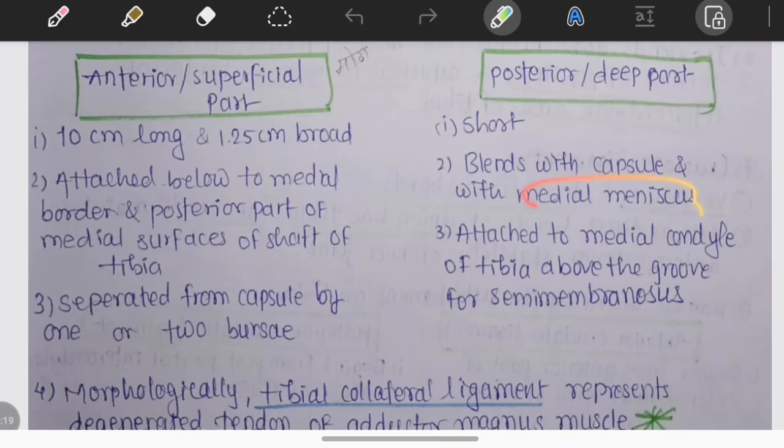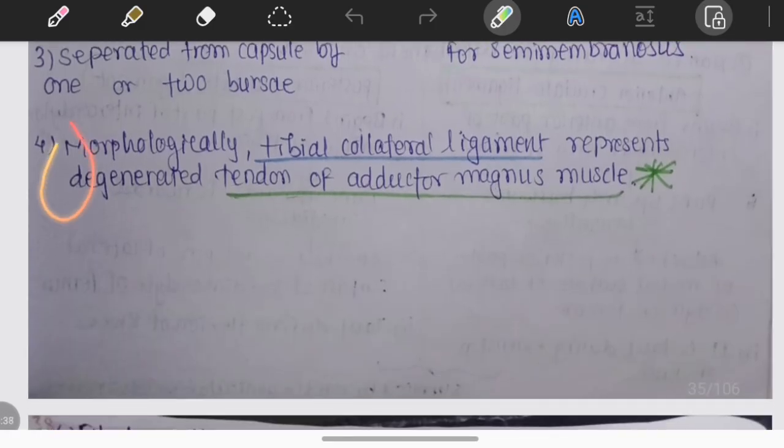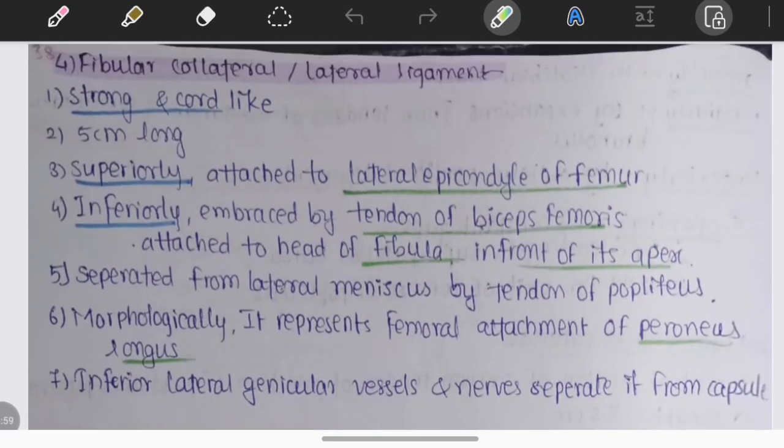Medial meniscus is another ligament we will see further. The anterior part is separated from the capsule by one or two bursae, and the posterior part is attached to medial condyle of the tibia above the groove for semimembranosus. Fourth point: morphologically, the tibial collateral ligament represents the degenerated tendon of adductor magnus muscle. It is a star point that the tibial collateral ligament is the degenerated tendon of the adductor magnus muscle. It can be an MCQ also.